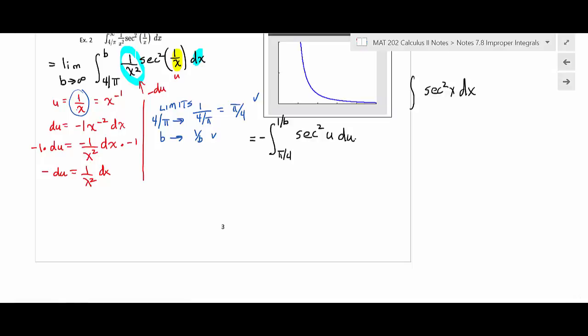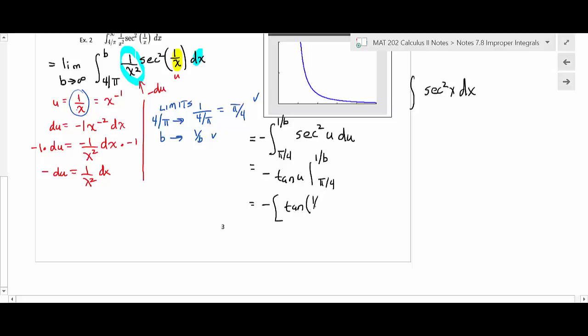That's a pretty easy integral to do. So if we do that, what's the value of that integral? Tangent, right? We know the derivative of tangent is secant squared, so that's going to be negative tangent of u, and then we're going to evaluate that from pi over 4 to 1 over b. I'm going to work that out. So I got a negative. Let's evaluate now. We have the tangent of 1 over b minus the tangent of pi over 4.